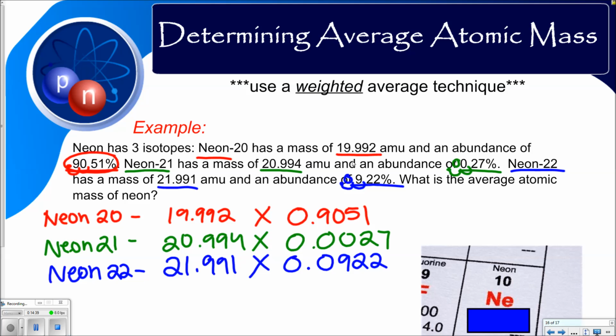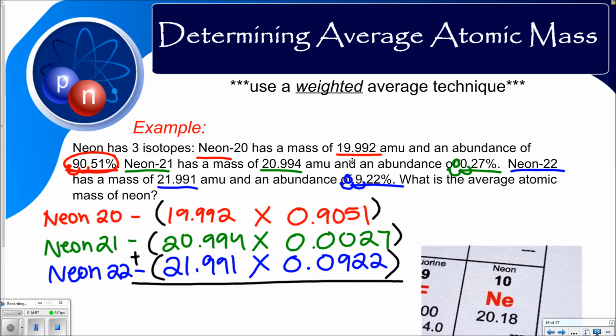Okay, so I'm going to do all this first, and then I'm going to add them together. Using the order of operations, you would always multiply first, and then I'm going to add them together. And this is a weighted average technique. It's pretty simple. And when you do this, you can always check yourself because you get the number on the bottom of the symbol on the periodic table. So neon has an average atomic mass of 20.18. And by doing my calculations, they come out to be equal.